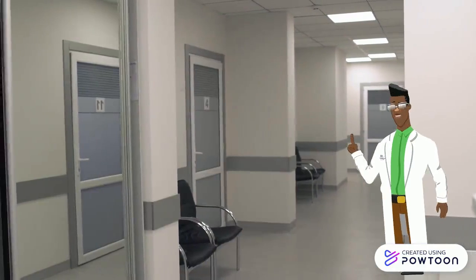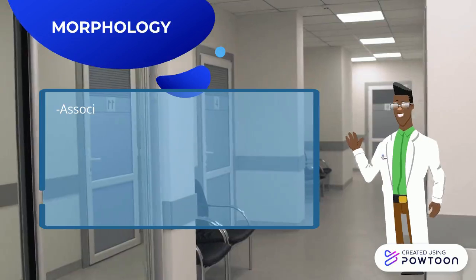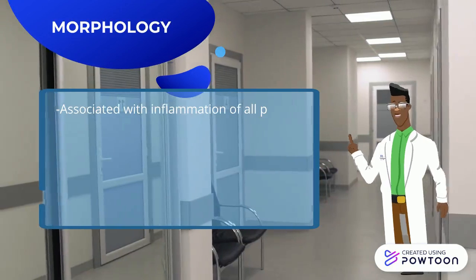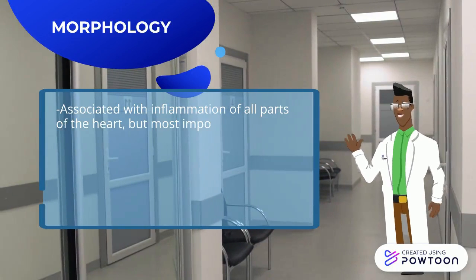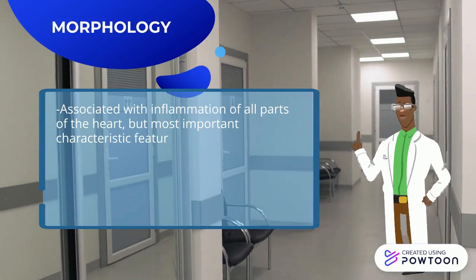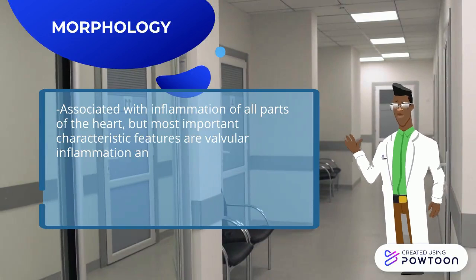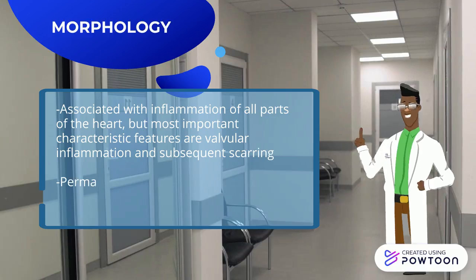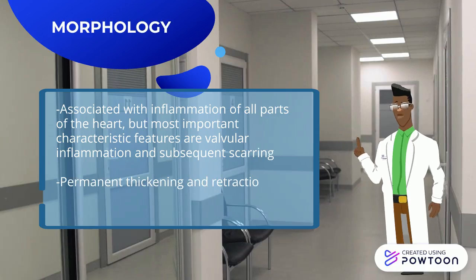The morphology of RHD is associated with inflammation of all parts of the heart, but the most important characteristic features are valvular inflammation and subsequent scarring. There will also be permanent thickening and retraction of the valve cusps and leaflets.